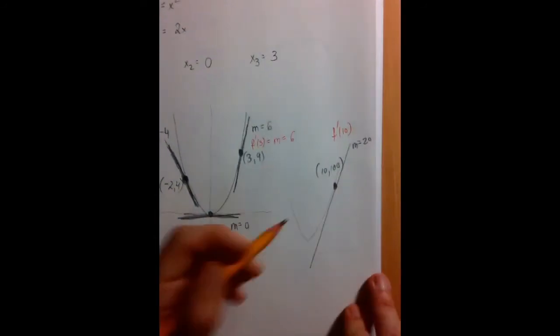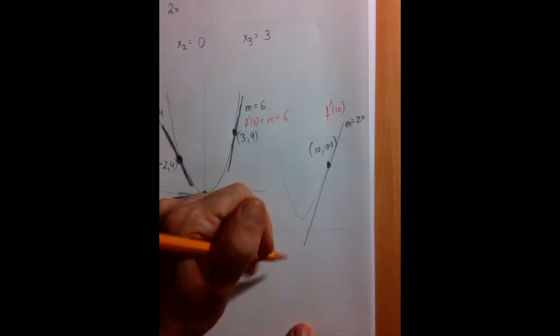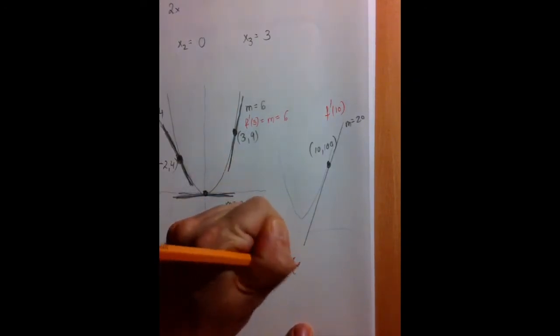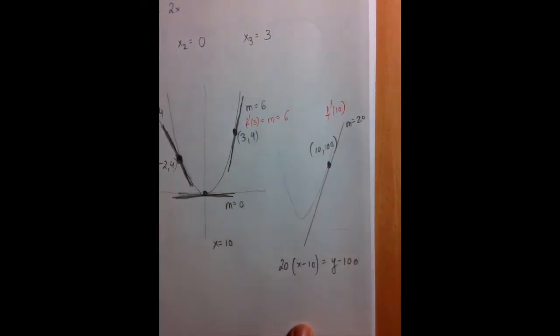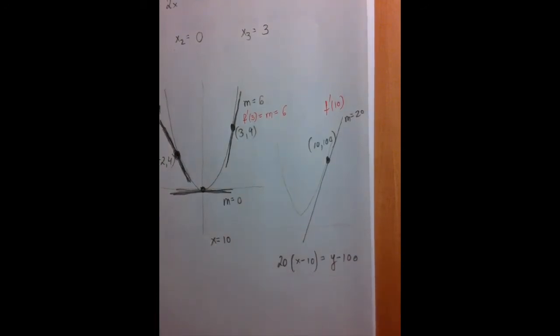We have the slope, we have the point, so the equation of the tangent line is going to be 20, that's the slope, times x minus 10 equals y minus 100. And then you know how to take that further and simplify it to get the slope intercept form.